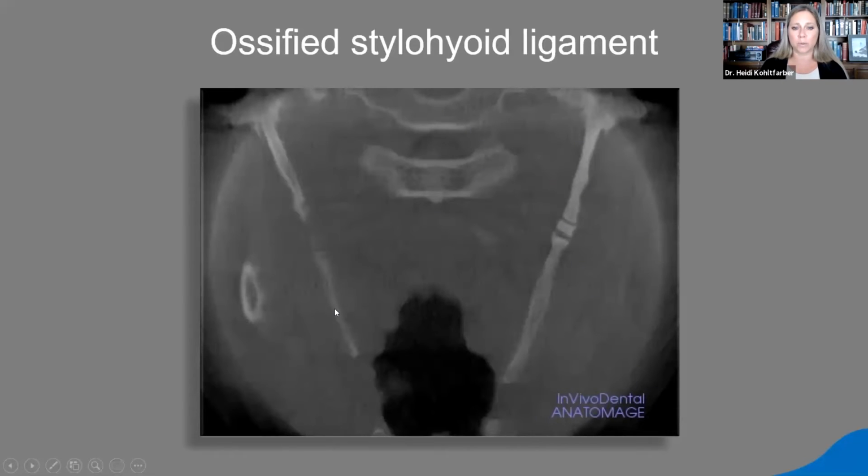We find it in about 4% of the population. I know in dental school, we were taught that if you see this, it might be associated with Eagle syndrome. And yes, that is true. But of the 4% of the population that have ossified stylohyoid ligaments, only maybe 4 to 10% of them actually have Eagle syndrome. So you don't have Eagle syndrome unless you have symptoms. So in an asymptomatic patient, this is completely normal.